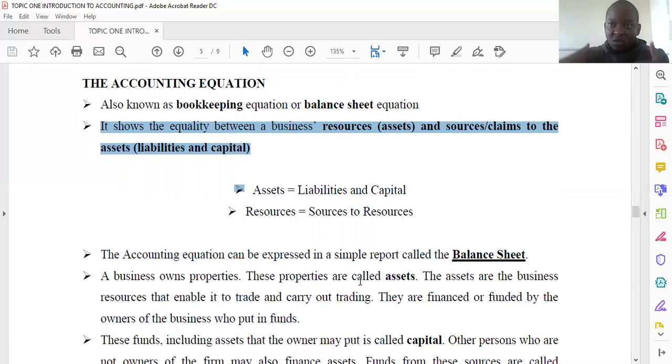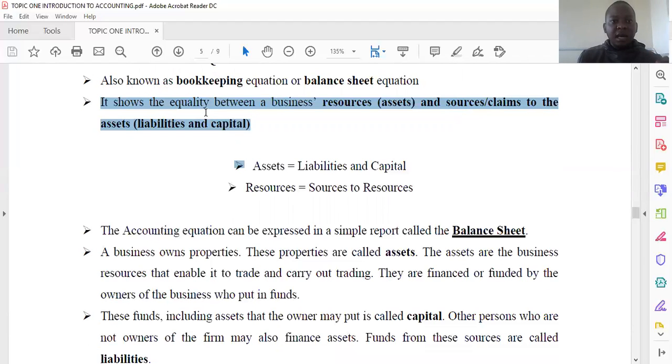So a business has resources. These resources will be used to generate profit. But these resources have a source, and they come from the owners of the business. It's the owners who invest their resources into the business, and then these resources are used to generate profit. But in some cases, the resources provided by the owners will not be enough. As such, the business will have to borrow to supplement the need for more resources. The borrowed resources are known as liabilities, and the resources provided by the owner are known as the capital.